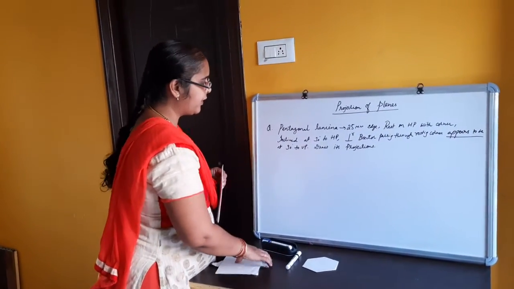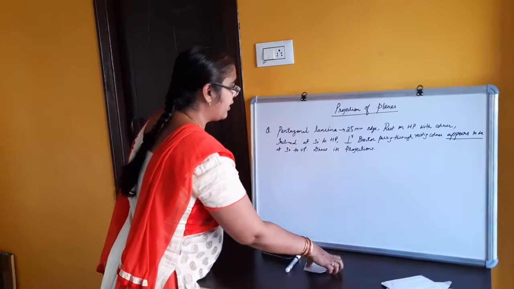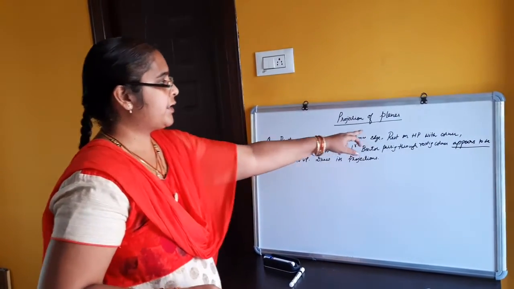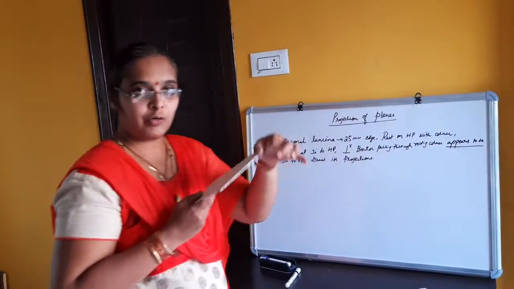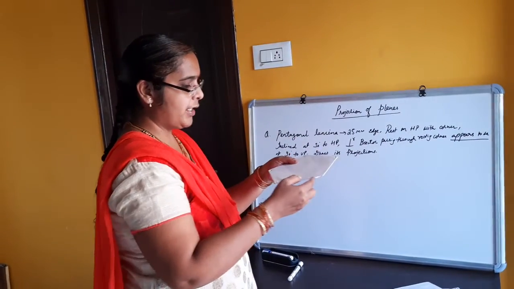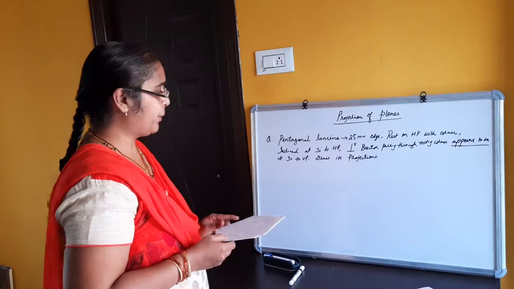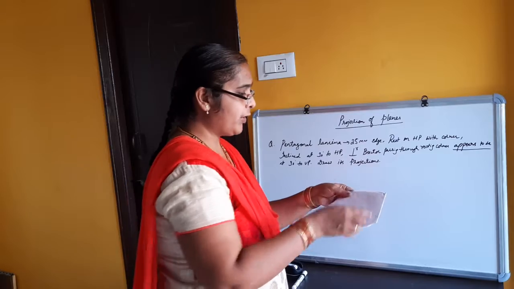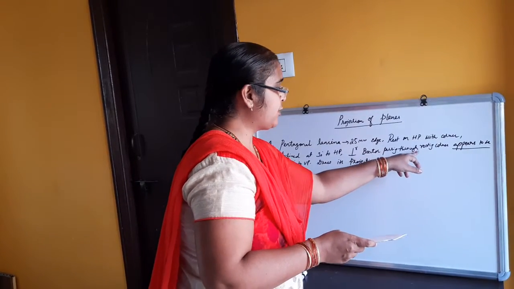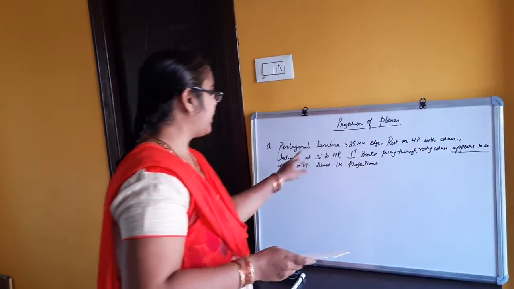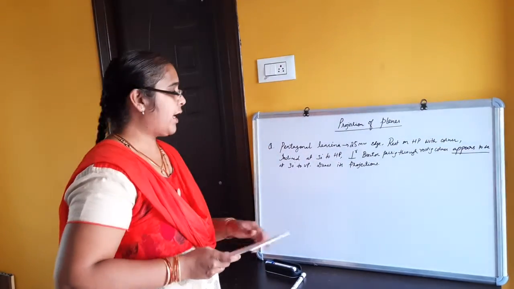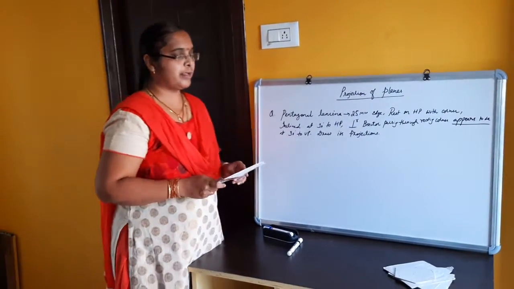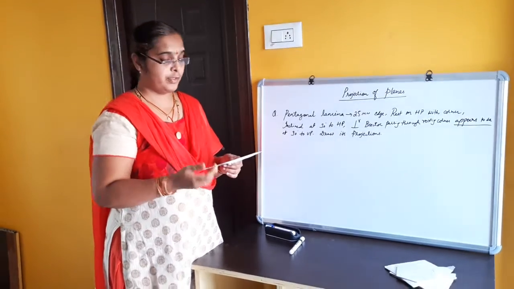Here in this problem, he has given a pentagonal lamina resting on HP with one of its corners, and the edge length he has mentioned is 25 mm, which is inclined at an angle of 30 degrees to HP, and the perpendicular bisector which is passing through the resting corner appears to be inclined at 30 degrees to VP, and he has asked to draw its projection.